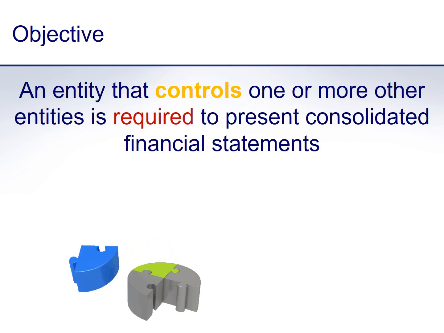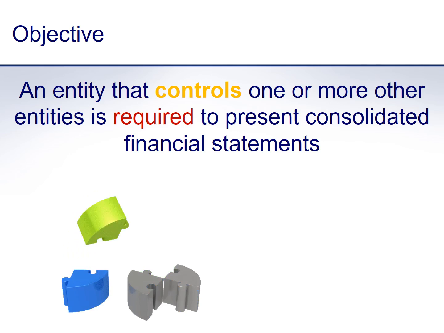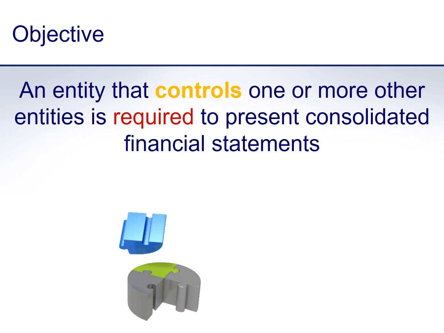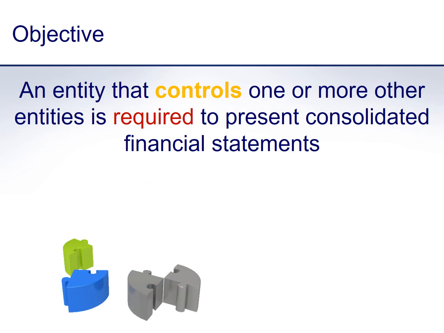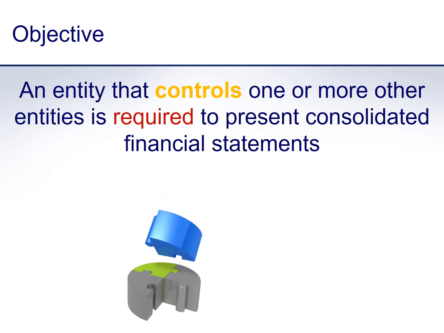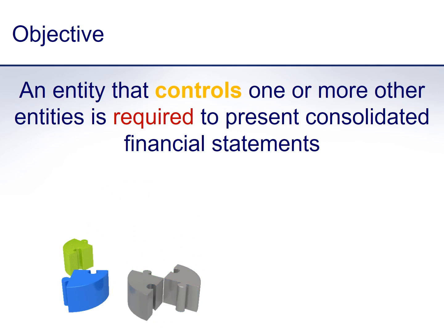The overriding principle upon which IFRS 10 is based is that an entity that controls one or more other entities is required to present consolidated financial statements. That principle has always been in previous versions of IFRS, or rather IAS 27, and that principle carries forward into IFRS 10.